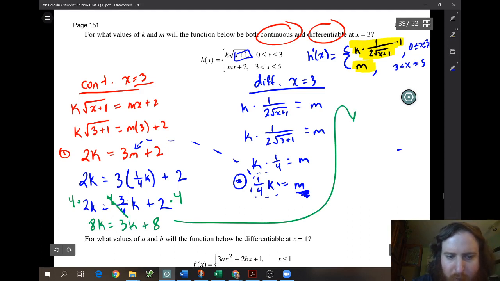Let's write our work up here. So we can subtract both sides by 3k. That gives us 5k equals 8. And so we get k equals 8/5. And that is the right answer. I don't know what I was doing before.